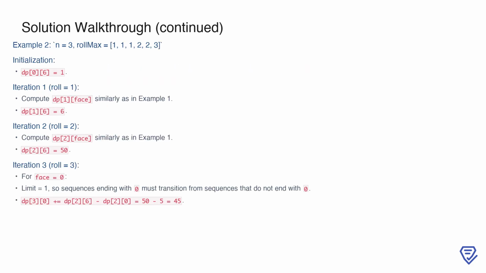Now, let's examine a more complex example where n equals 3 and rollMax equals [1, 1, 1, 2, 2, 3]. As before, we initialize dp[0][6] to 1 for the empty sequence.